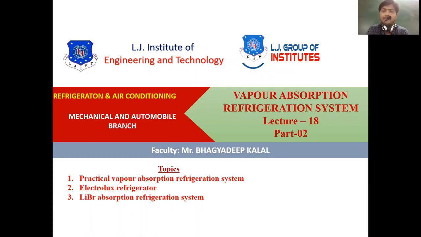Today I discuss the vapor absorption refrigeration system, lecture number 18, part 2. In lecture number 17, part 1, we discussed the difference between VARS and VCRS, the theoretical or simple vapor absorption system, and the properties of the refrigerant-absorbent combination mixture. Now, in this lecture, I discuss the practical vapor absorption refrigeration system, the Electrolux refrigerator, and the lithium bromide absorption refrigeration system.